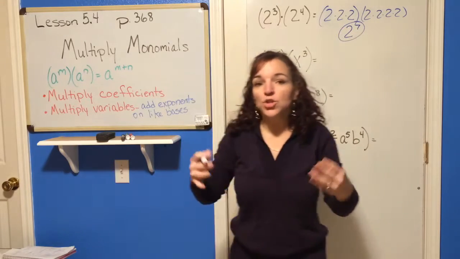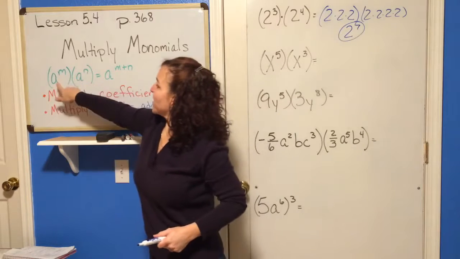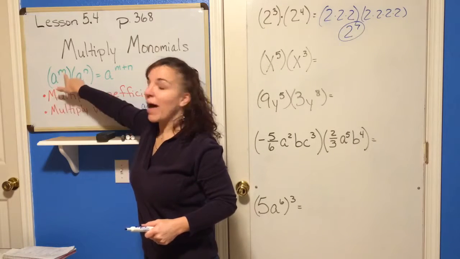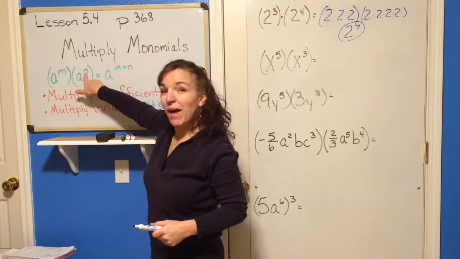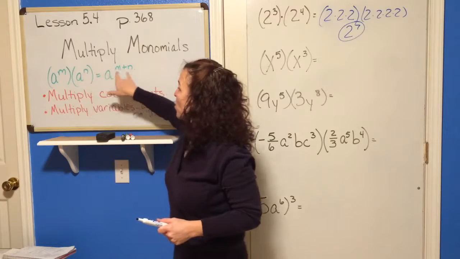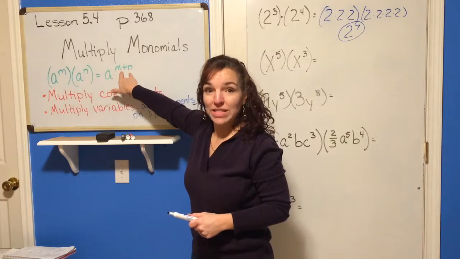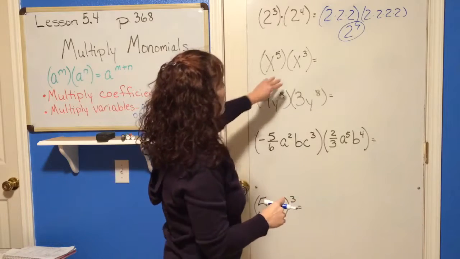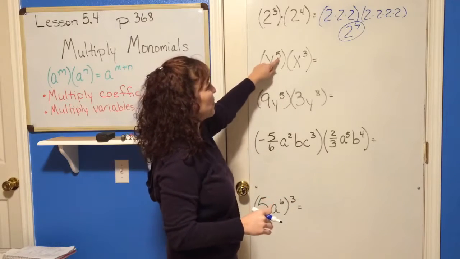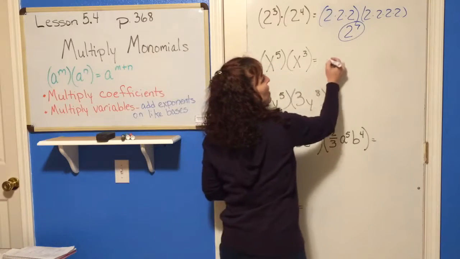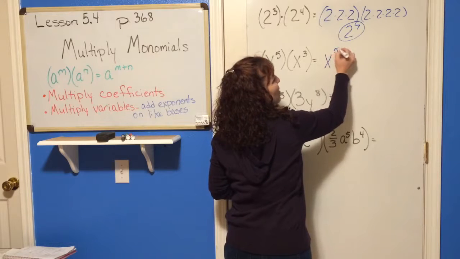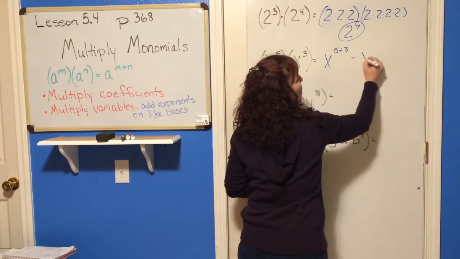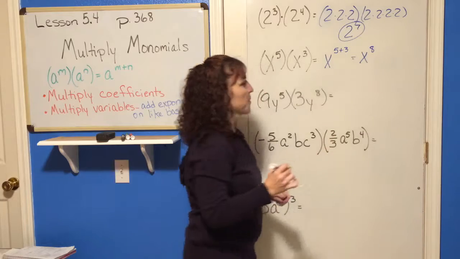So if we've got the same base to a power and multiplied by the same base to another power, you're simply going to add those powers together. So in something like this, if you've got x to the 5th times x to the 3rd, that's going to be x to the 5 plus 3, or x to the 8th.